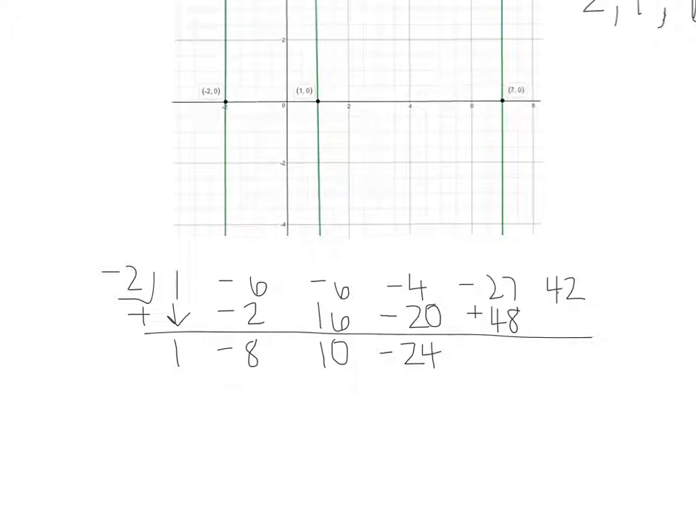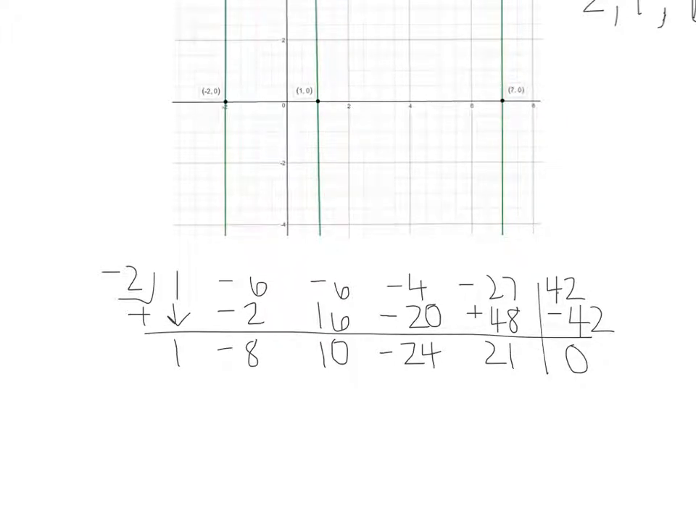-27 plus 48 is 21. And 21 times -2 is -42, giving us a remainder of 0.